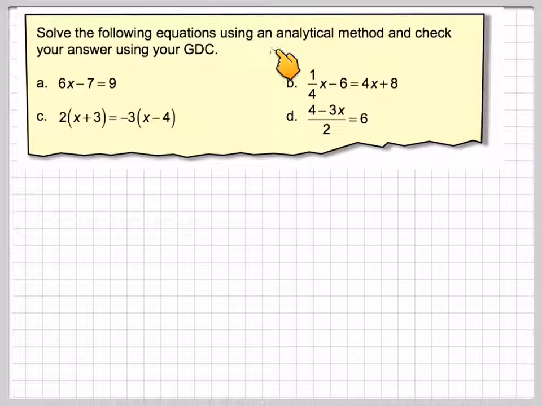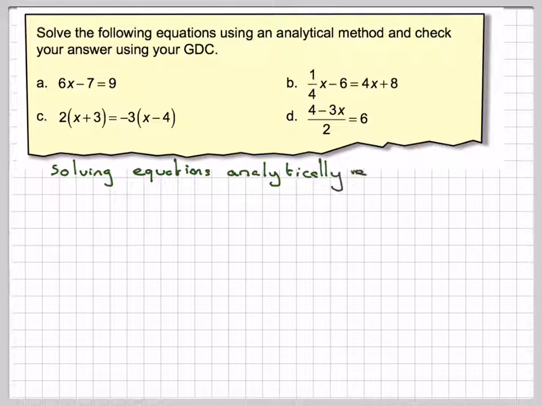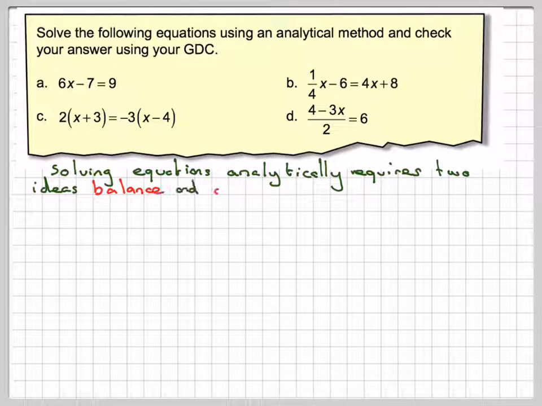Solve the following equation using an analytical method and check your answer using your GDC. So we've got A, 6x minus 7 is equal to 9. So this is x on one side. B, 1/4 x minus 6 is equal to 4x plus 8. This is the unknown x on both sides. C, this is 2 brackets x plus 3 is equal to minus 3x minus 4. So x unknown on both sides and using brackets. And D, 4 minus 3x divided by 2 is equal to 6, which is a division. So, solving equations analytically, that means algebraically, requires two ideas: balance and opposite, sometimes known as inverses.